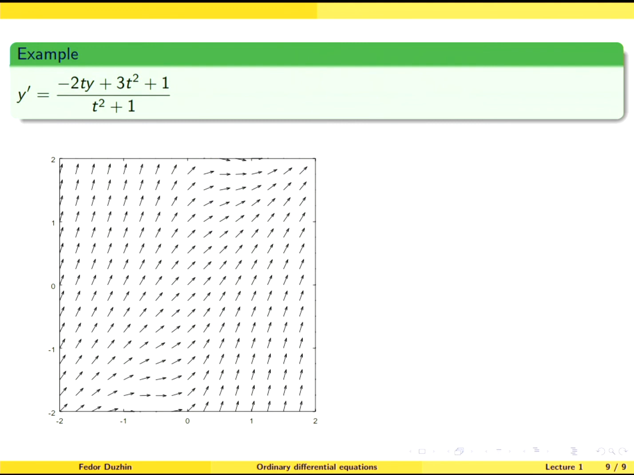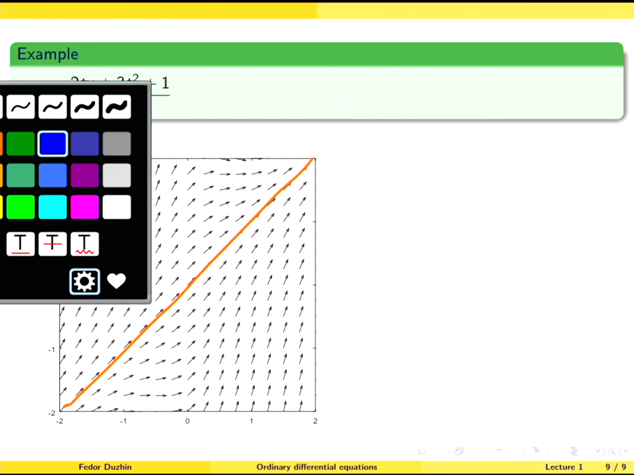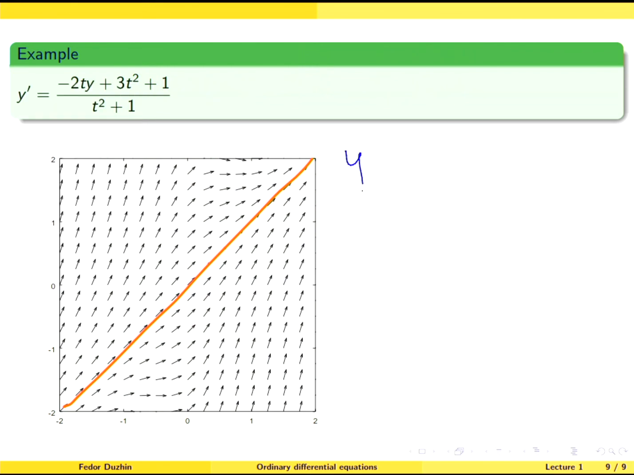All right, so here is kind of a similar example. It is a bit more complicated, but the main idea is the same. So let me show it to you. If you look at it carefully, you will see that there is also this linear solution. So all these arrows, they are on the same line, which means that y equals t is a solution.